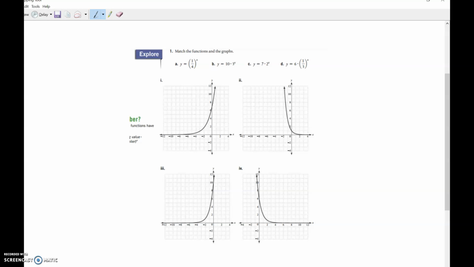Okay, turn to page 363. This is section 3.8. And try to figure out what function goes with what graph.